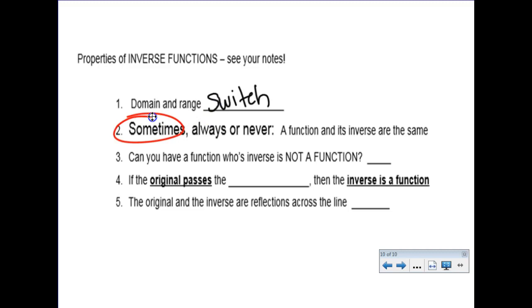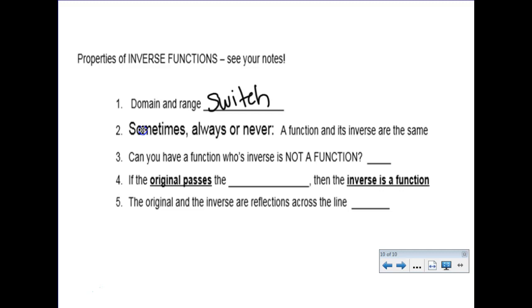Oh, that's not even the question. Back up. They're not asking that. I'm leading into another question. The answer is sometimes, but I explained it stupid. So let's back up a minute. A function and its inverse are the same. I just want to make sure I'm explaining it right. The answer is going to be sometimes, so don't panic.